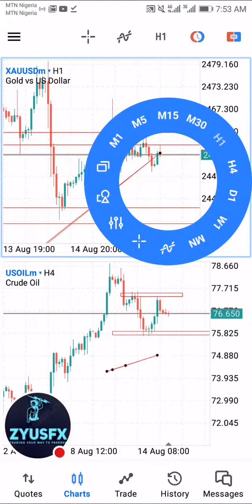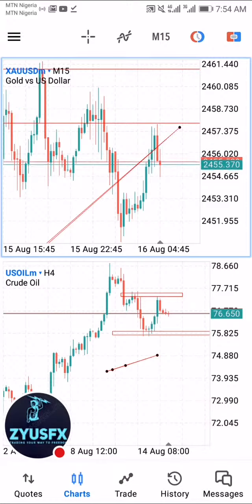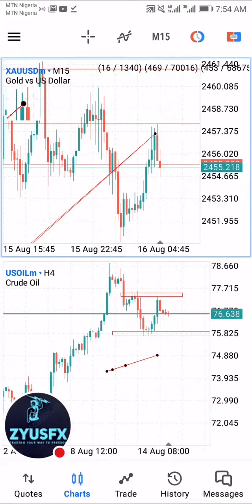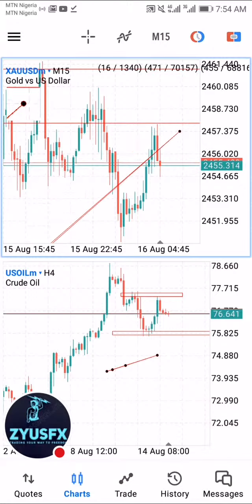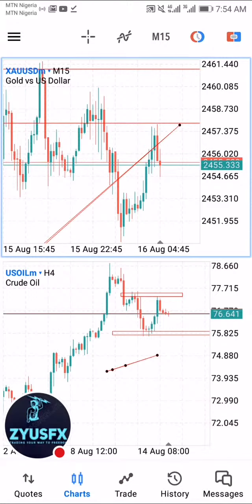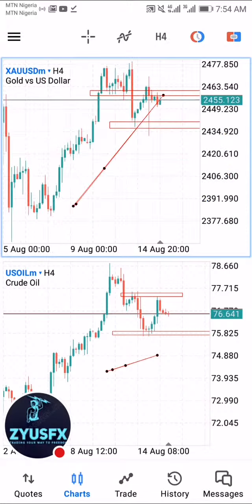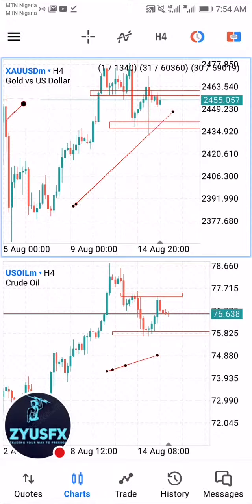Let's see, pull back to around 24.57, around these weak areas, to take a sell and safely place our stop loss above the level. I think from 24.57, that will be a 4 pip stop loss. Remember, on gold we are only looking for sells. The trend of the market is down.